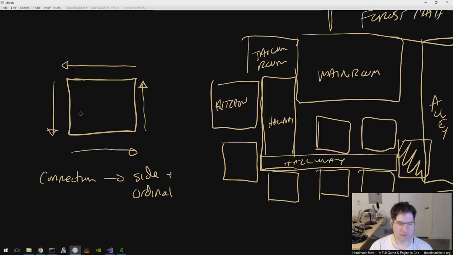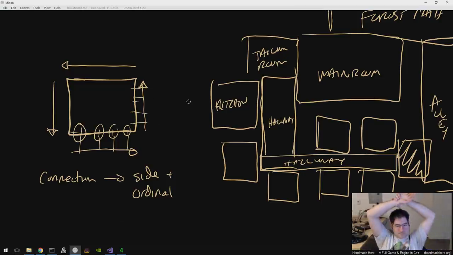And then what I will do is say that as I say what side you're connected on, I can effectively give you an ordinal that says where you are. So the zeroth connection is here, the first is here, the second is here, the third is here, right? And that'll give me a way of just placing things along the sides of rooms, and then I can just iterate over them and put them there, right?